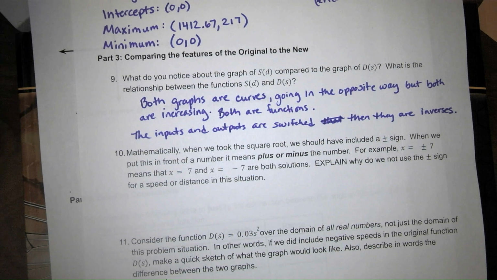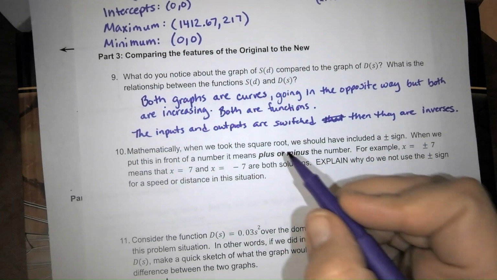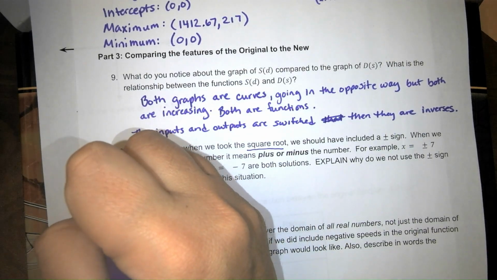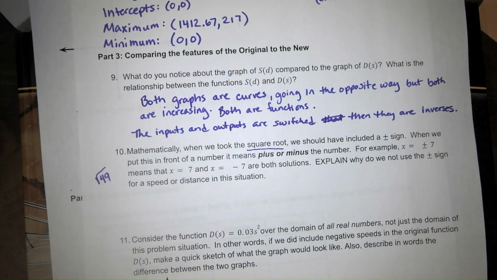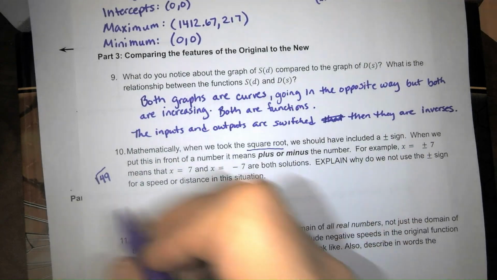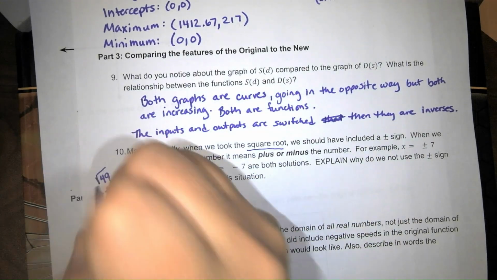All right, next we're going to talk a little bit about what's been going on. We've been working with this real life situation, talking about cars and their speed and their distances. But mathematically, when we take the square root of a number, for instance, the square root of 49, the calculator is going to tell you the answer is 7. But in fact, we should have been including this plus or minus sign in our answer. It's really plus or minus 7.